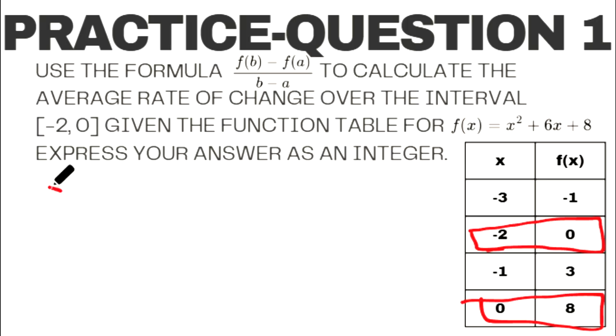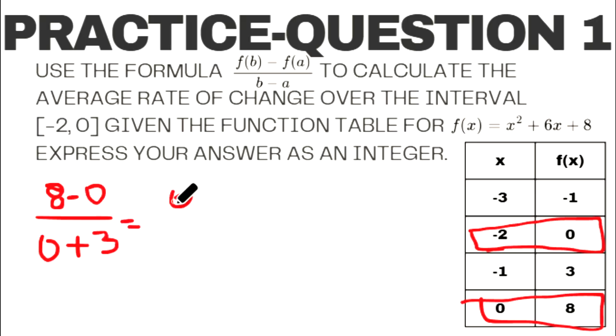F of b is 8, minus f of a, which is 0. B is 0. A is -3, which becomes a positive. That becomes 8 over 3. So our rate of change should be 8/3.